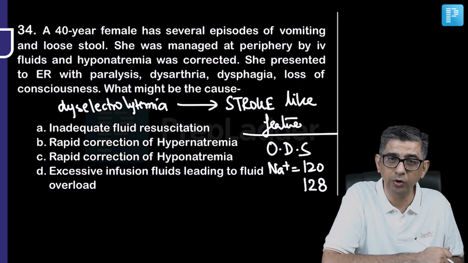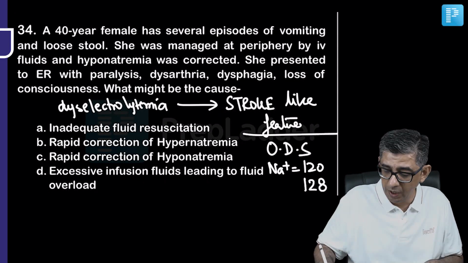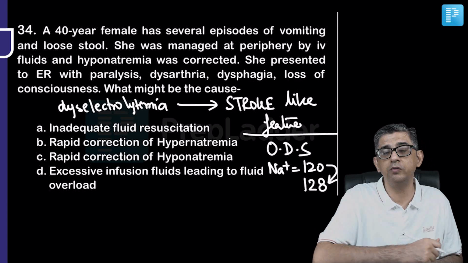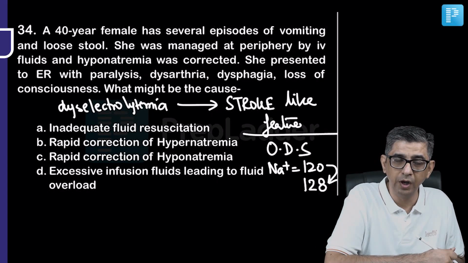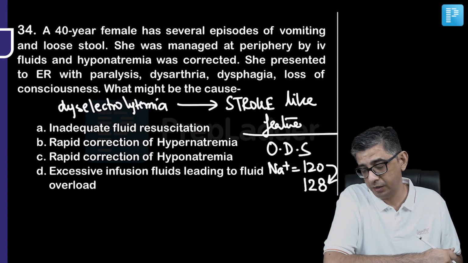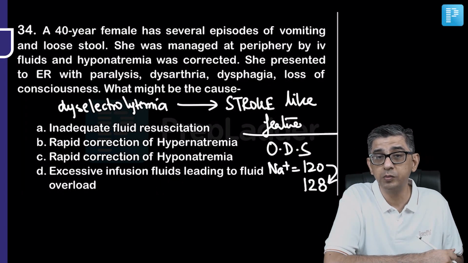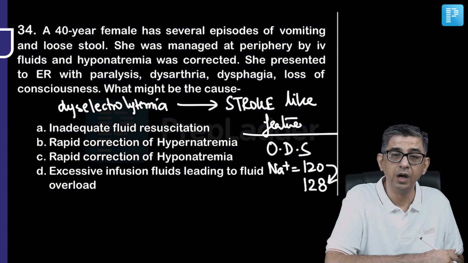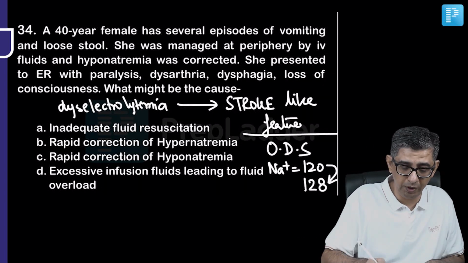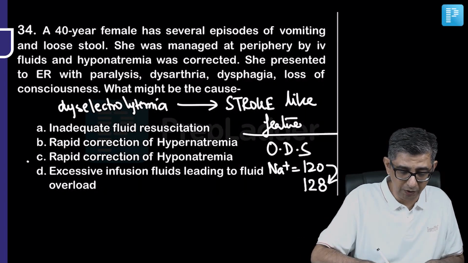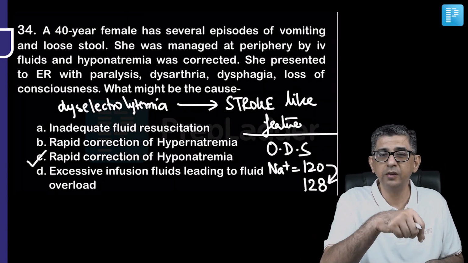So over 48 to 72 hours, I would like to gradually increase the sodium values in the body of the patient, in increments of 8 milliequivalents per day: 120, 128, and then 136, instead of doing it fast. If you do it fast, you have osmotic demyelination. So rapid correction of hyponatremia is the villain in this case.